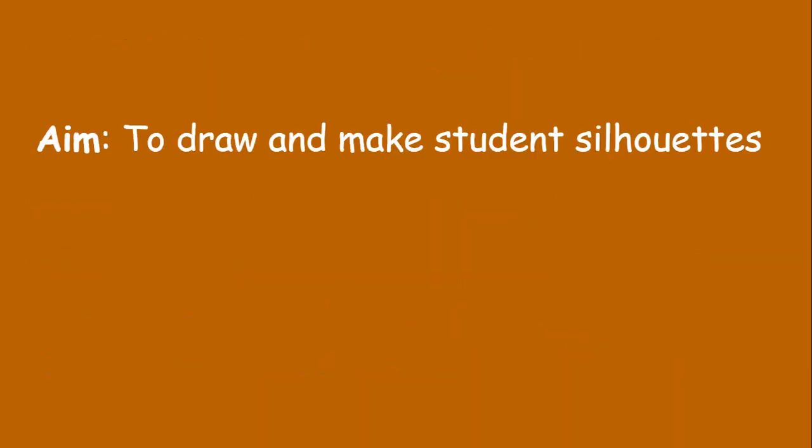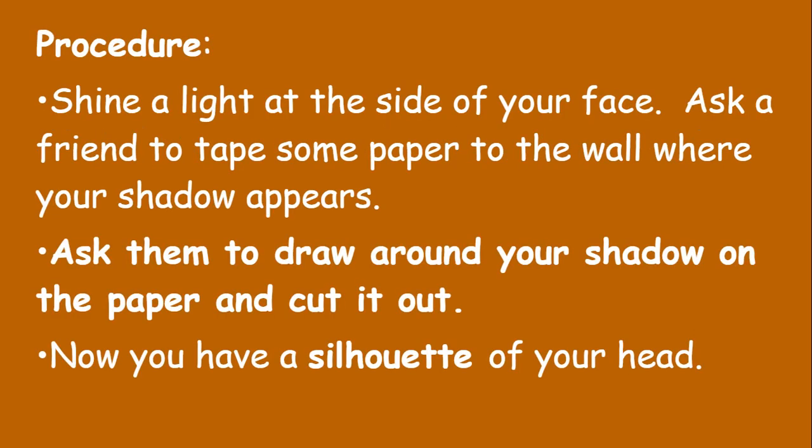We can try one more experiment. So how do we make a student silhouette? You need to stand near a wall, then shine a light at the side of your face. Ask a friend to tape some paper to the wall where your shadow appears. Ask them to draw around your shadow on the paper and cut it out. Now you have a silhouette of your head. Try it now.